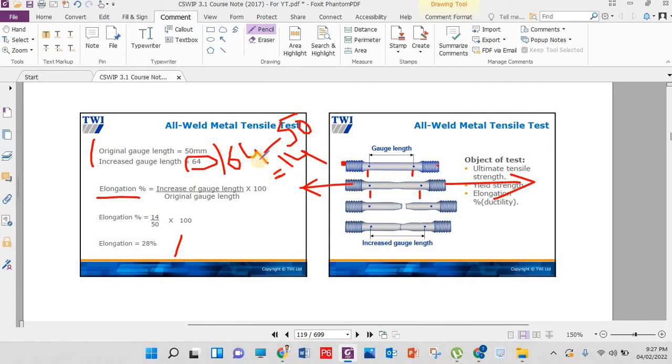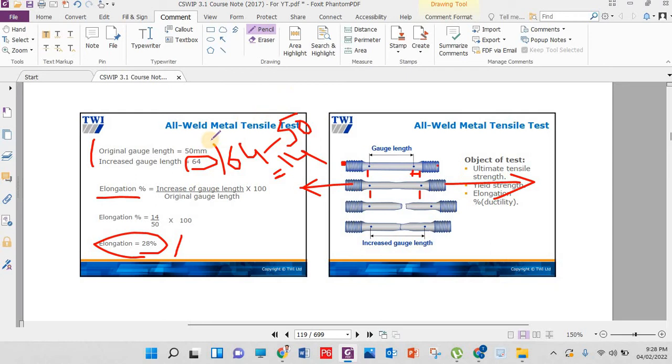Students make a mistake, they consider the increased length. This is wrong. Be conscious, this is wrong. We have to mention the increase of gauge length. The increase of gauge length is 64 minus 50. So this is only the increased length, right? And this will always be after the minus. So the increase in gauge length, 14, over original length 50, multiplied by 100 in percentage. Here is the elongation answer. Okay, very simple. So no mistake.